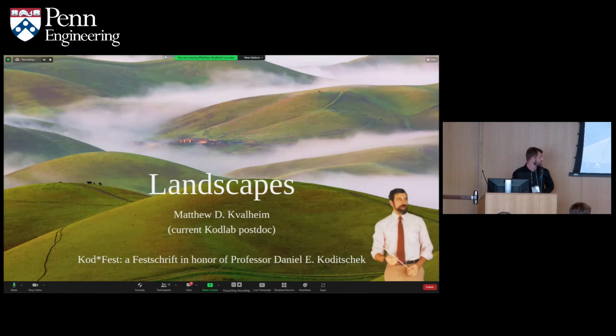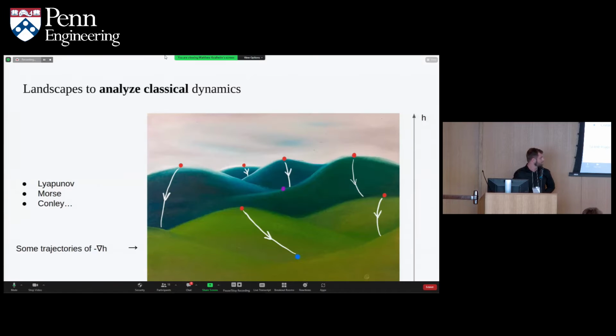Dan appreciates a good landscape, and what I'm talking about are scalar valued functions, and/or their graphs. For those of you who haven't thought about this, on the right there's a landscape. You can just think of a function as being the height of the landscape above the ground, and if you just walk downhill you get something called a gradient flow.